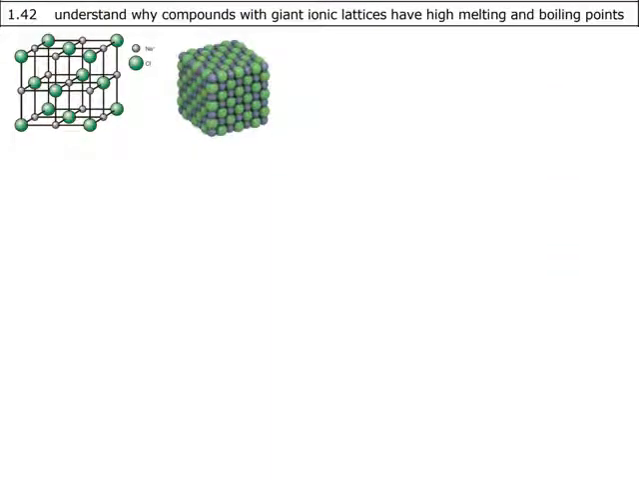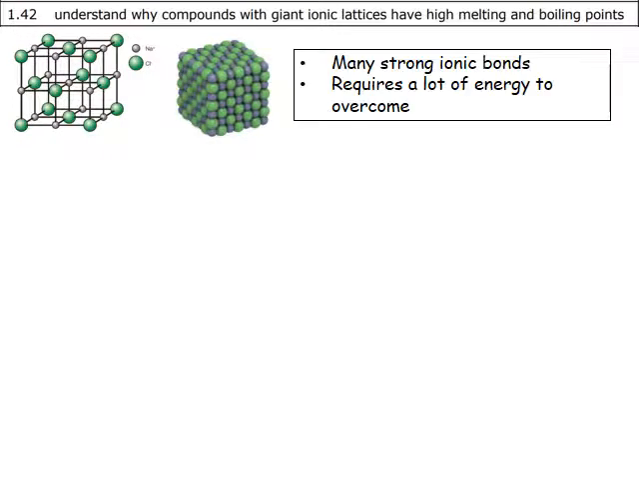Okay, so we'll go through your last 2 specification points. And your second to last one is 1.42. Understand why compounds with giant ionic lattices have high melting and boiling points. Now this is very easy and a question that comes up a lot in exams, but it's always answered the same. So you have many strong ionic bonds which require a lot of energy to overcome.